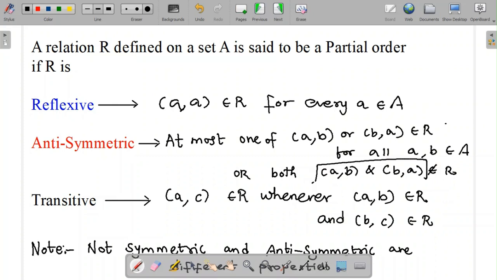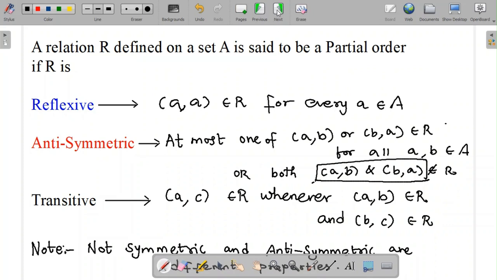If both are present, it is not anti-symmetric. We can have neither. So you need not have either (a, b) or (b, a). Both of them can be absent, but both of them cannot be present. Such a relation is called an anti-symmetric relation. And I would like to draw your attention to the fact that a relation being not symmetric and a relation being anti-symmetric are totally different notions. We'll understand them through the examples.